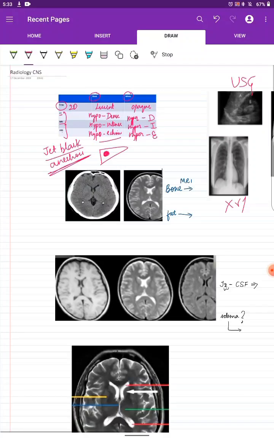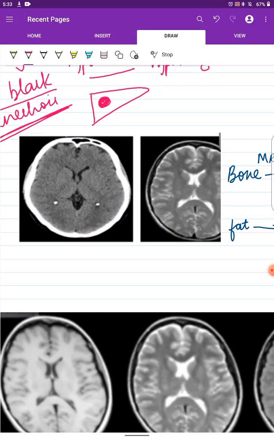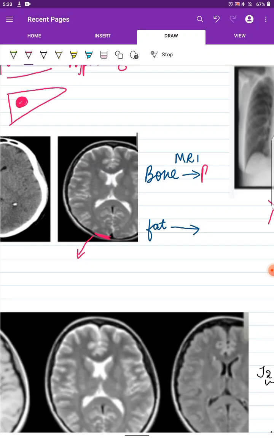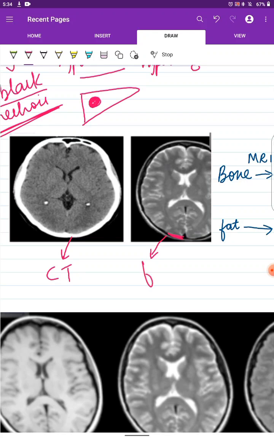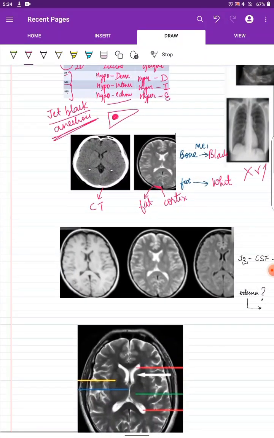So now we are done with the basic terminology. This is nothing but white, so it is CT. Here this is the scalp fat, which is white, and this is the bone cortex. And I told you in MRI, bone is black, fat is white. So this is CT and this is MRI. This is fat and this is our bone cortex. This is how we differentiate between CT and MRI.